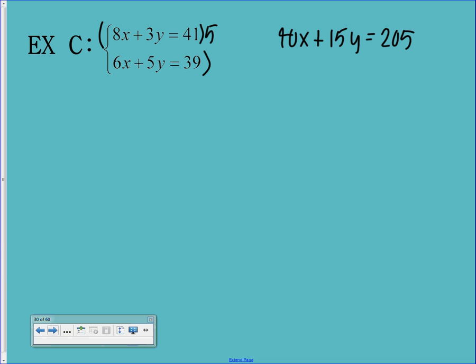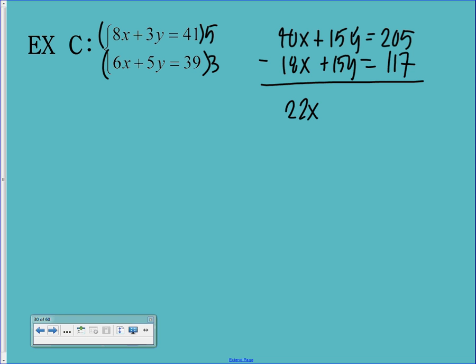And then I'm going to multiply my bottom equation by 3. So I've got 18x plus 15y equals 117. Okay, so now you'll notice my y's are going to cancel, but only if I subtract. So I've got 40x minus 18x is 22x. My y's cancel, and then 205 minus 117 is 88. So x will equal 4.